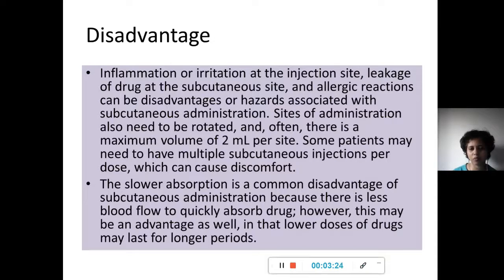this could cause discomfort. And the slower absorption, as we had mentioned earlier, is a common disadvantage of this subcutaneous administration because there is less blood flow to quickly absorb the drug, and sometimes this may also be an advantage in that lower doses of drugs may last for longer periods.